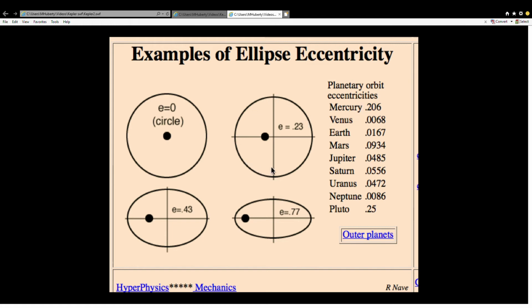Looking at this illustration, here's an ellipse with an eccentricity of 0.23. You just glance at that. If you weren't told it's not a circle, you'd probably say it was a circle. So for the most part, these aren't really strong ellipses for planets in our solar system. But again, this applies to comets and asteroids and other things as well, which would have more elliptical orbits. Okay, so that's what it looks like.